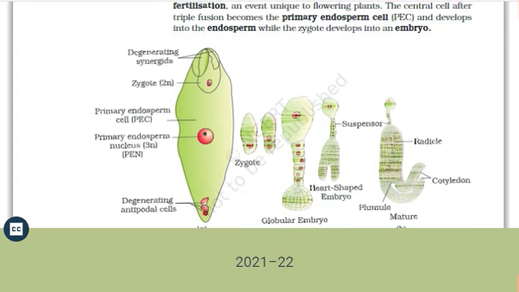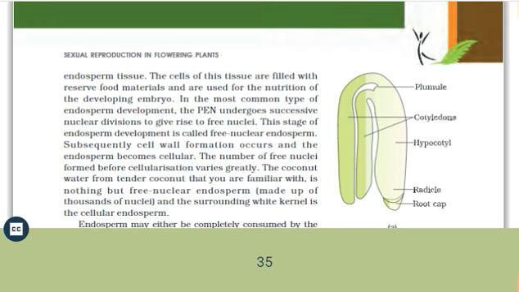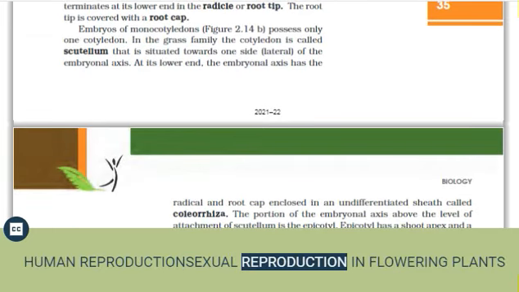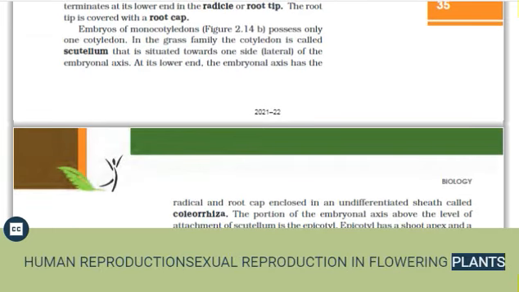2021-22. 35. Human reproduction. Sexual reproduction in flowering plants.